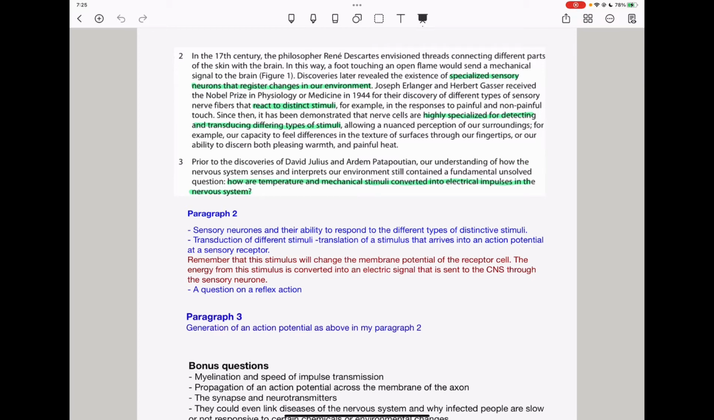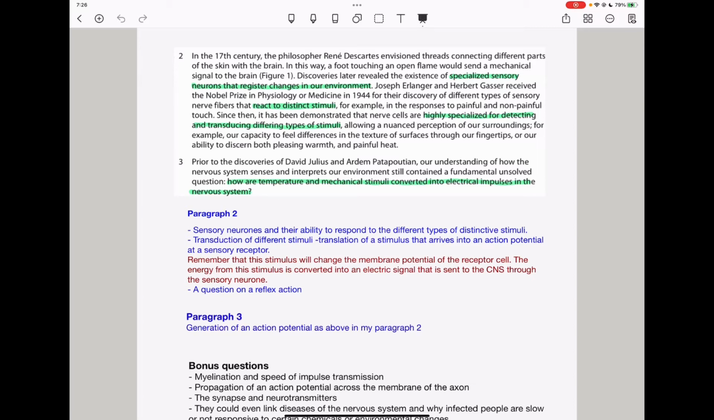So I thought they would talk about sensory neurons and the ability to respond to the different types of distinctive stimuli. They are connected to specific receptors that are going to detect the change, convert that change into an impulse or an electric signal that is going to be transported through the sensory neuron to the central nervous system.